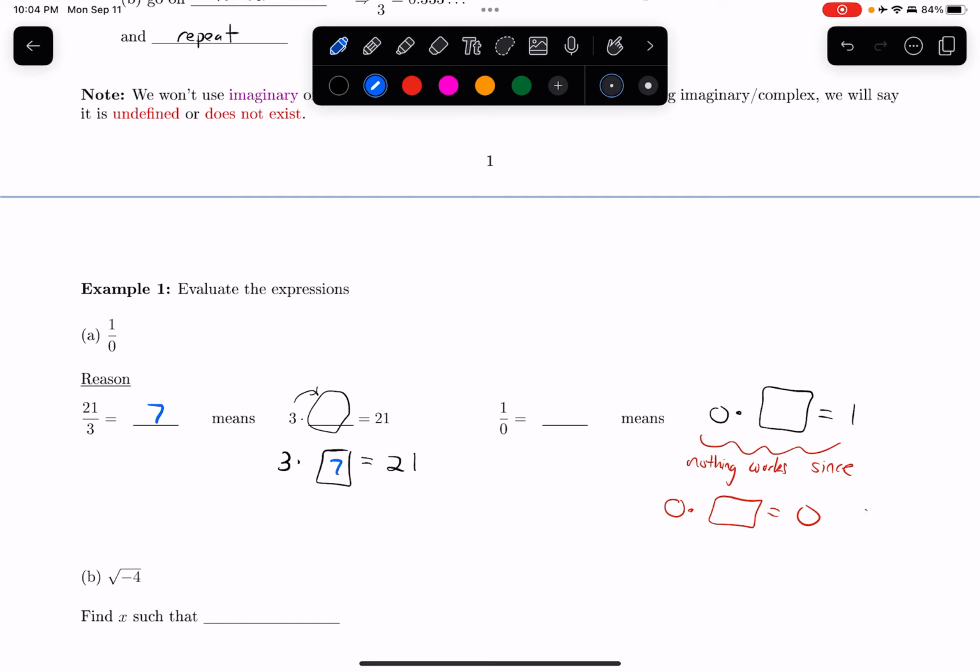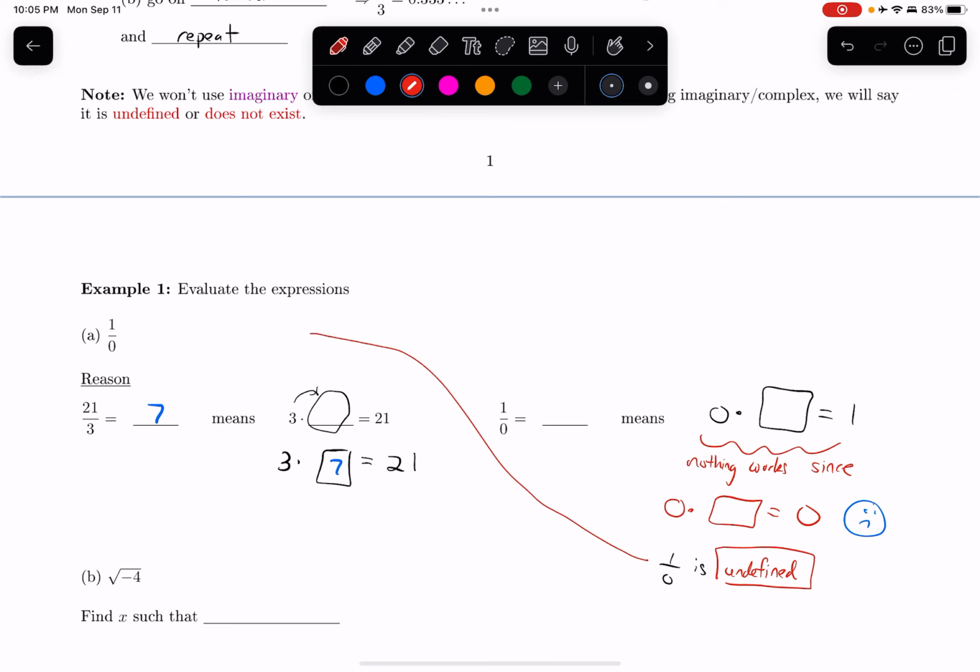Okay, so I'm going to put a sad face. We needed it to equal 1, but it's impossible for it to equal 1. So as a result, because nothing works, we say that 1 divided by 0 is undefined. All right, so I'm going to go ahead and write that here. 1 over 0, my answer to that is undefined.